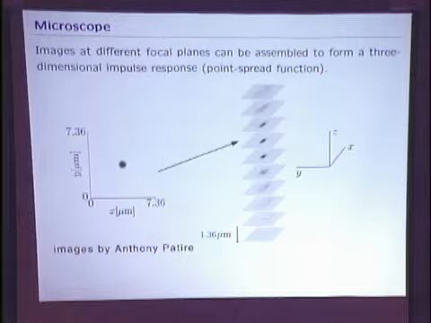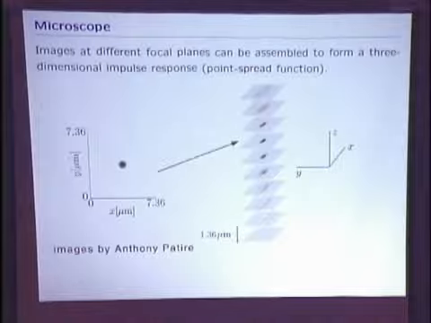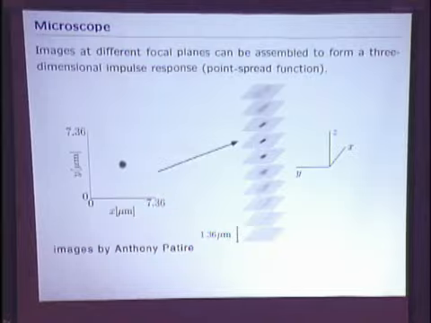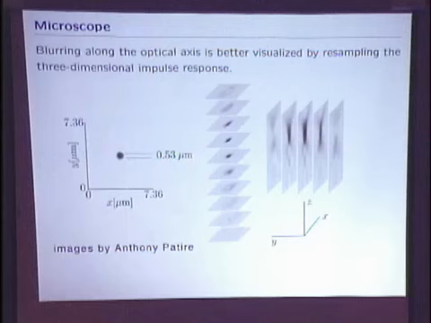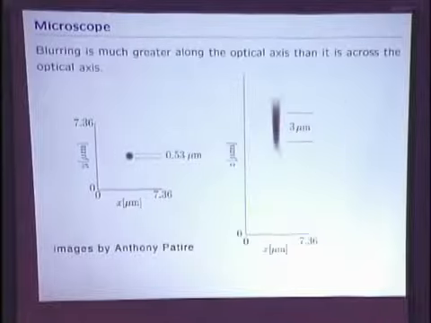In the microscope, it's 3D: x, y, and z. So the impulse response has extent in x, y, and z. Here's a picture taken by Anthony Pateri, who was a student in my lab, of that same tiny little dot. The in-focus plane shows the dot, and as you go out of focus, the dot gets bigger, smearier, and blurrier. What you can do then is assemble those pictures that were taken one at a time into a 3D volume, and that 3D volume represents the point spread function, or the 3-dimensional impulse response of the microscope.